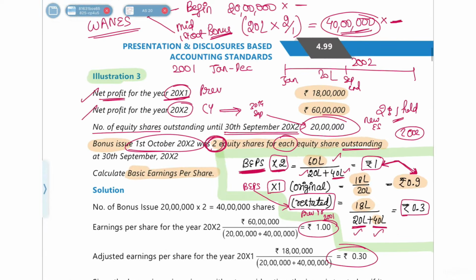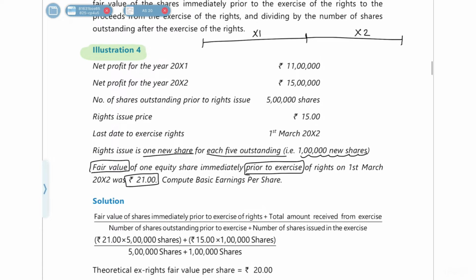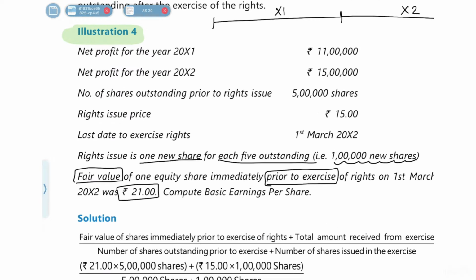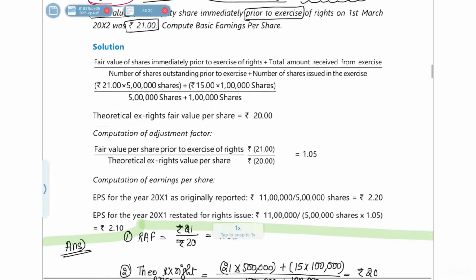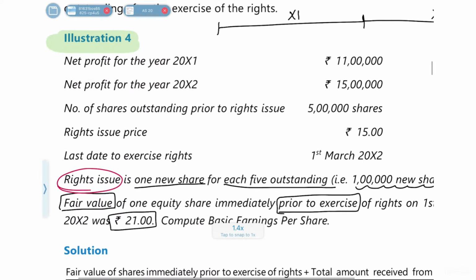I hope you understood illustration number 3 clearly. Now moving on to illustration number 4. In the last illustration, number 3, we saw the bonus issue. In this question we will be seeing the rights issue. Here I have given the answer below, but now let's go through the question.